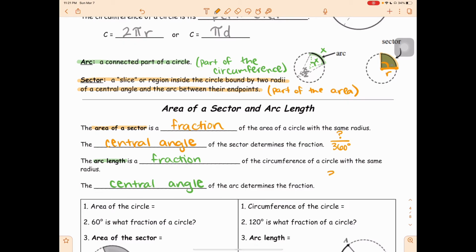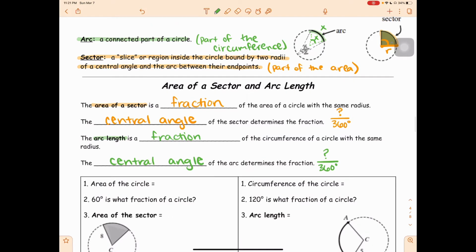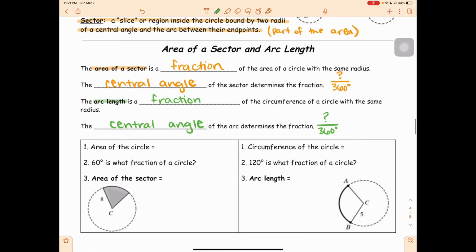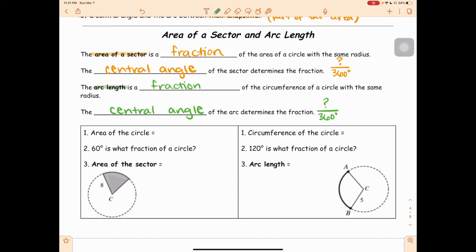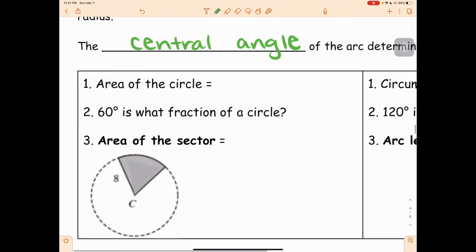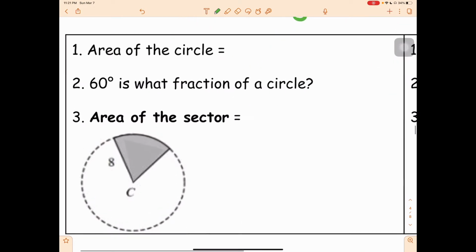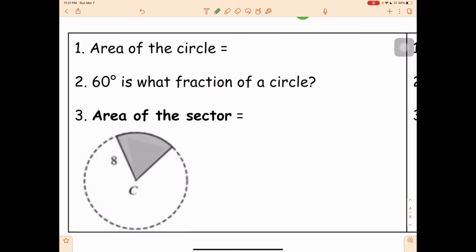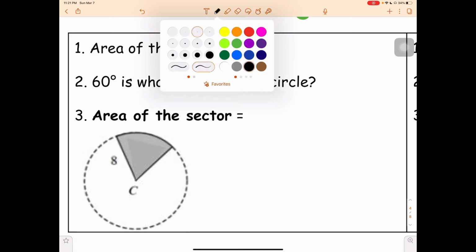So again, it's going to be something out of 360 degrees, because again, it's still a circle. So let's put this to use here, okay? We're going to go ahead and do this circle here on the left. First, it asks us to find the area of the circle.